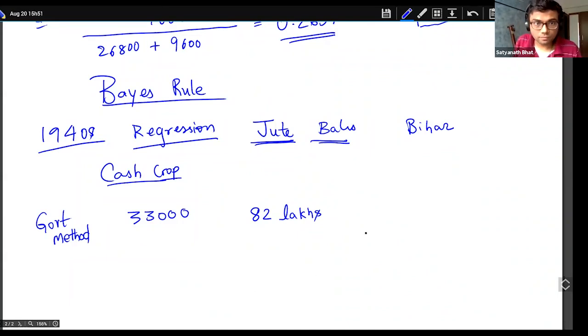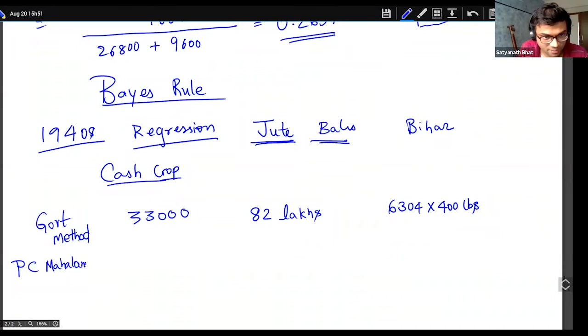And the value that these people came up with in that one of those years was 6304 into 400 pounds. Okay, so this was the estimate given by the government method. At the same time, there was a very popular statistician. His name was PC Mahalanobis. I'm not that good with spelling, but I hope this is correct.